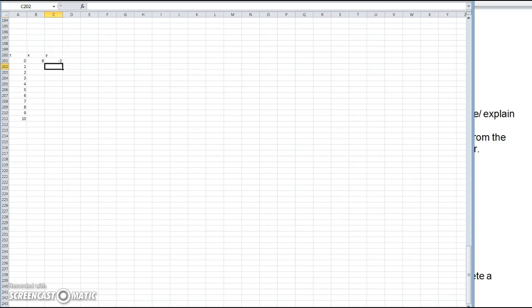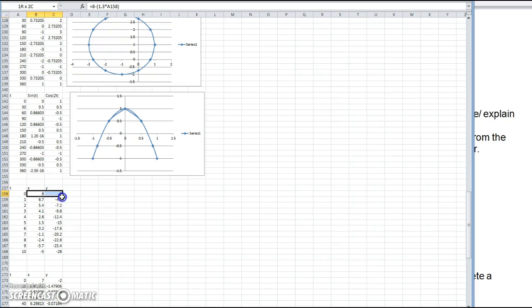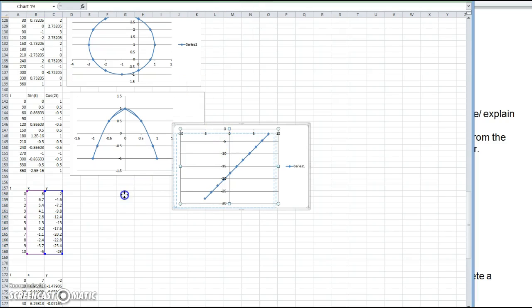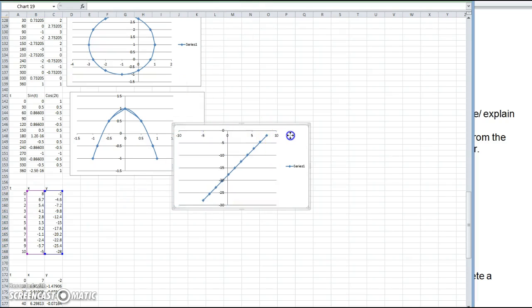I'll just plot the rest of these very quickly. Okay, so here's the rest of our points, and I'll just quickly throw them into a scatter graph. And here you can see our straight line.